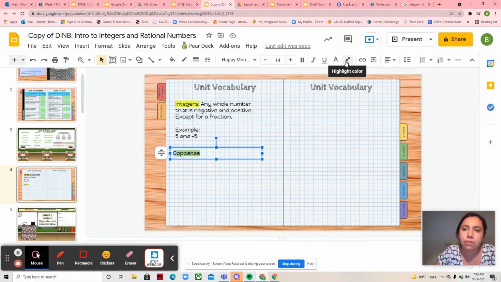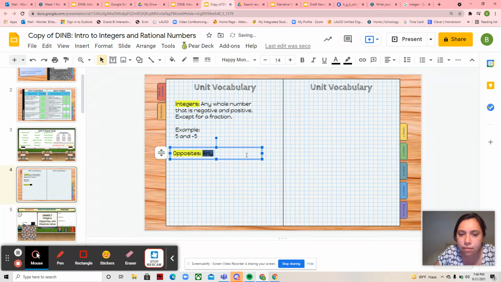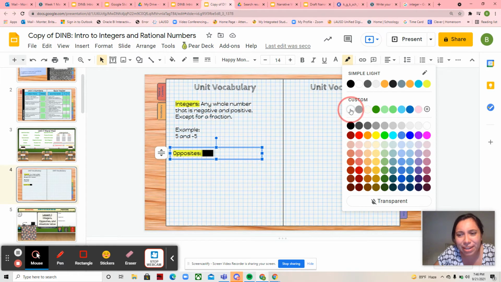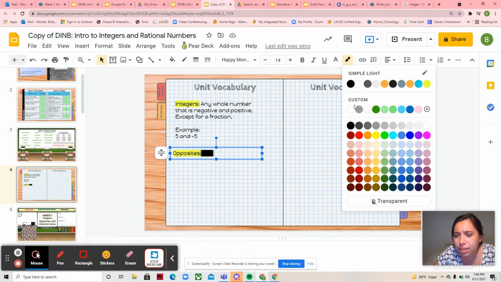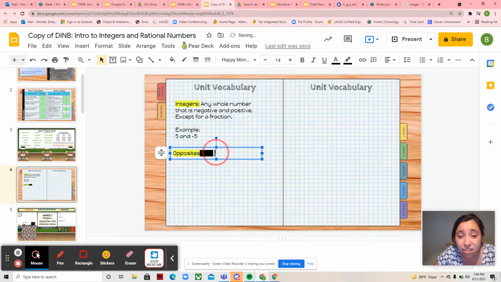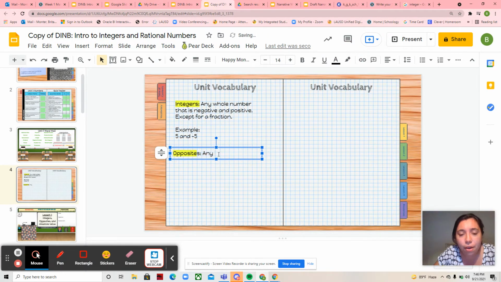Oh my goodness. There we go. Okay. So opposites, let me be clear, is any two numbers. Let me fix that. Oops. That's not what I was aiming for. Sometimes you just got to go with the flow. Okay. Oh, definitely not what I was going for. Okay, let's fix this. Now is it going to work? Nope. Okay. Transparent? There. Okay.